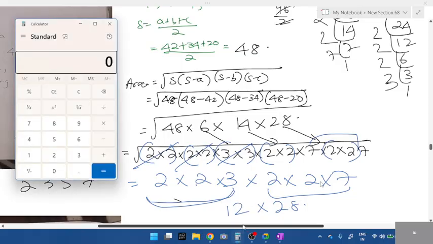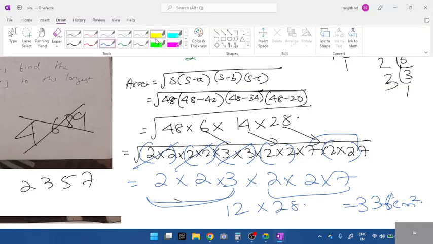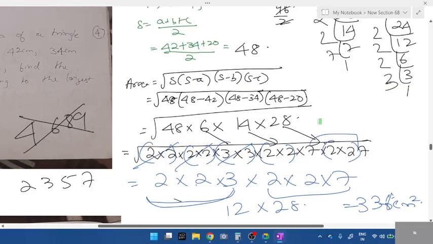Then 2 2s are 4, 4 7s are 28. Later you calculate 28 into 12 into 28. Did you get 336? 336 centimeters square is done. So you would have written everything right. This part you all would have gone wrong.